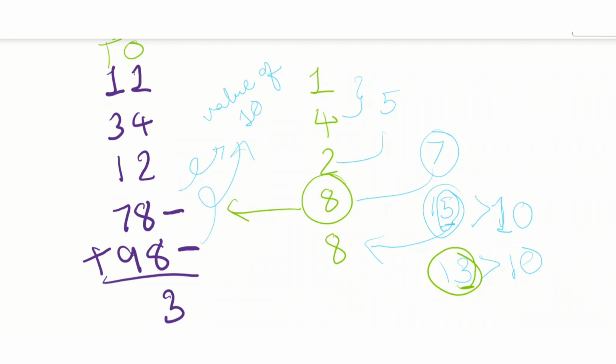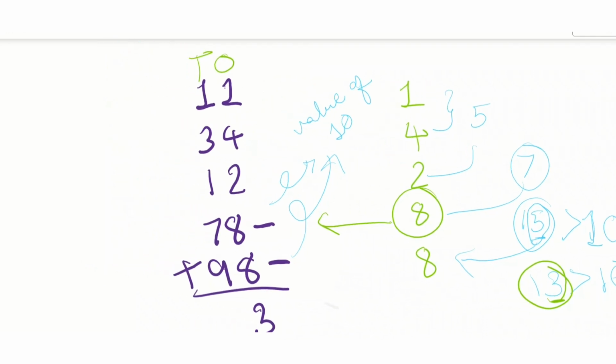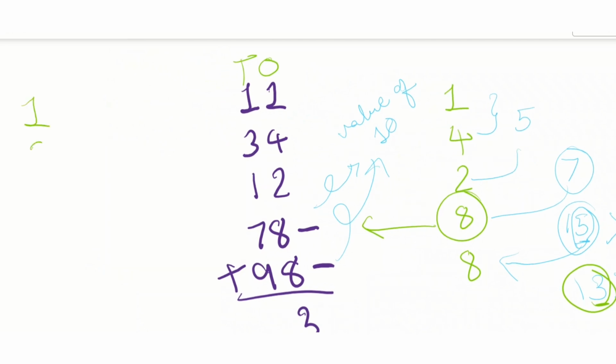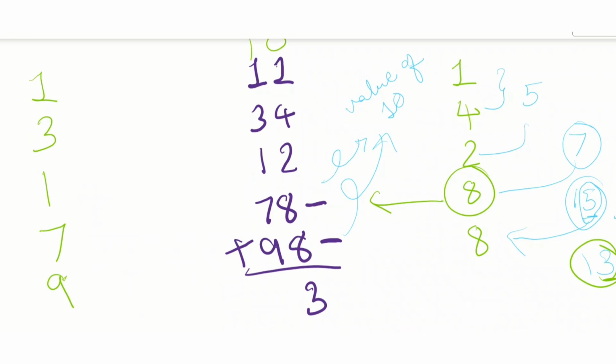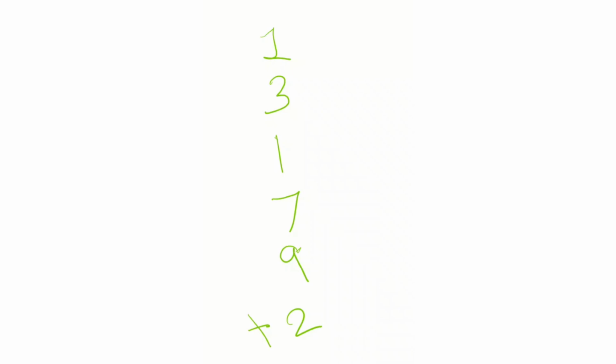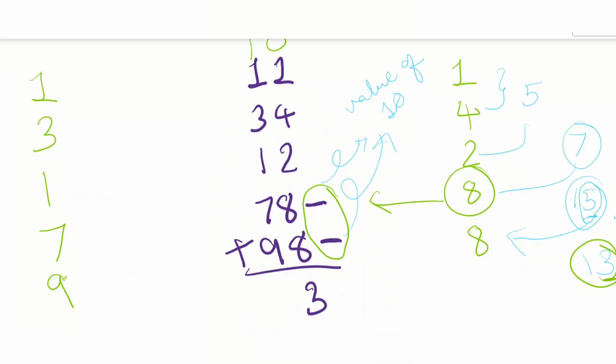Now let's continue to the tens digit place, the tens place. Over here, the tens place has 1, 3, 1, 7, and 9. Along with this, there are 2 dashes in the previous column, so we're going to add 2 at the end. Right, so in the previous column, 2 dashes, therefore we will add 2. Okay, continuing, we have 1 plus 3, that is 4. 4 plus 1, that is 5. 5 plus 7 is 12.